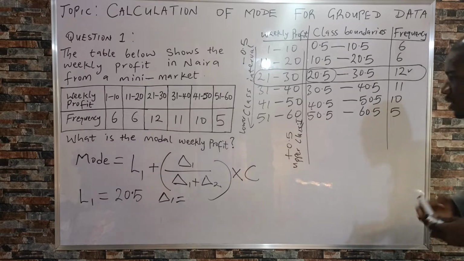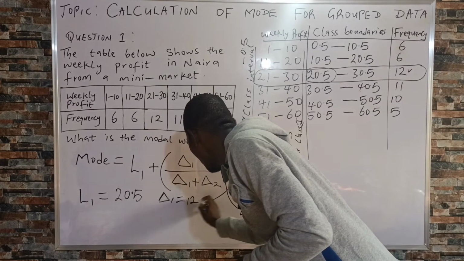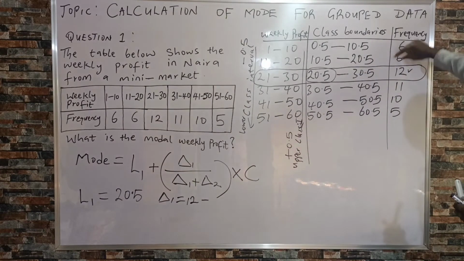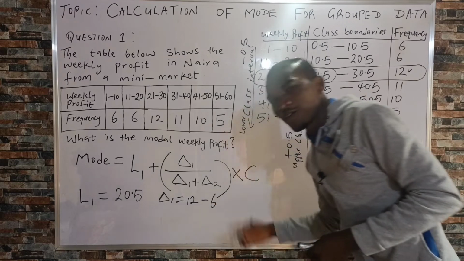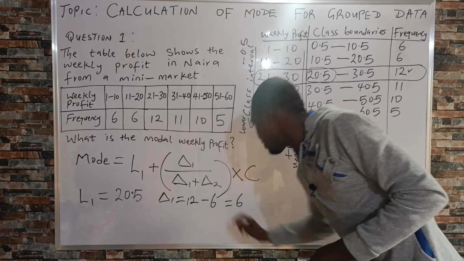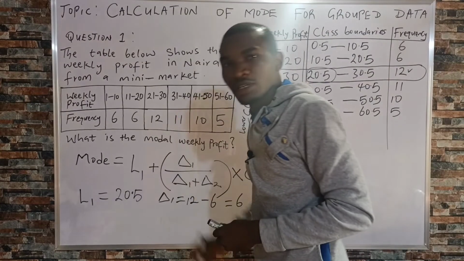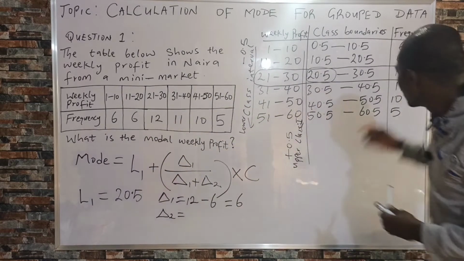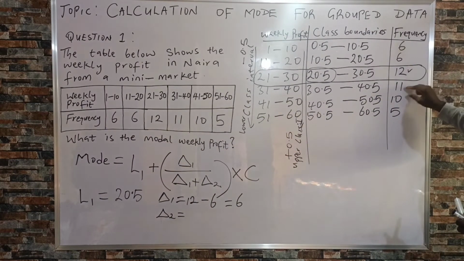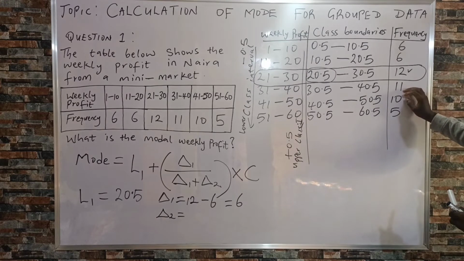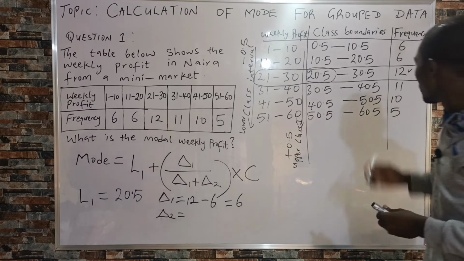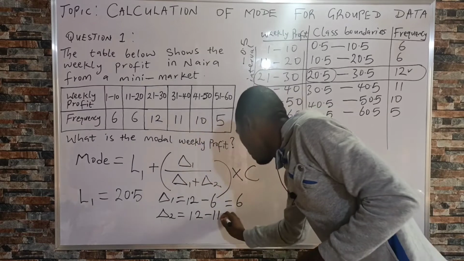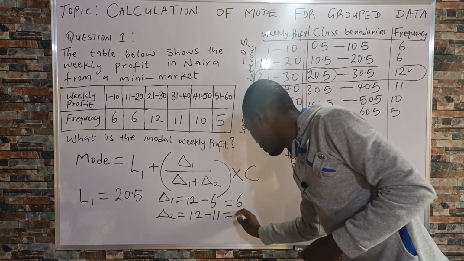Then our delta 1, which simply means the difference between the modal frequency, the modal frequency is 12, so we shall say 12 minus the frequency before it, which is 6, minus 6. And of course, 12 minus 6 will simply give us 6. That is the meaning of delta 1. Then our delta 2 is the difference between the modal frequency and the frequency of the higher class. That is the class after it, and that is 11. So we shall say 12 minus 11. And obviously, when we subtract 11 from 12, we're going to have 1.